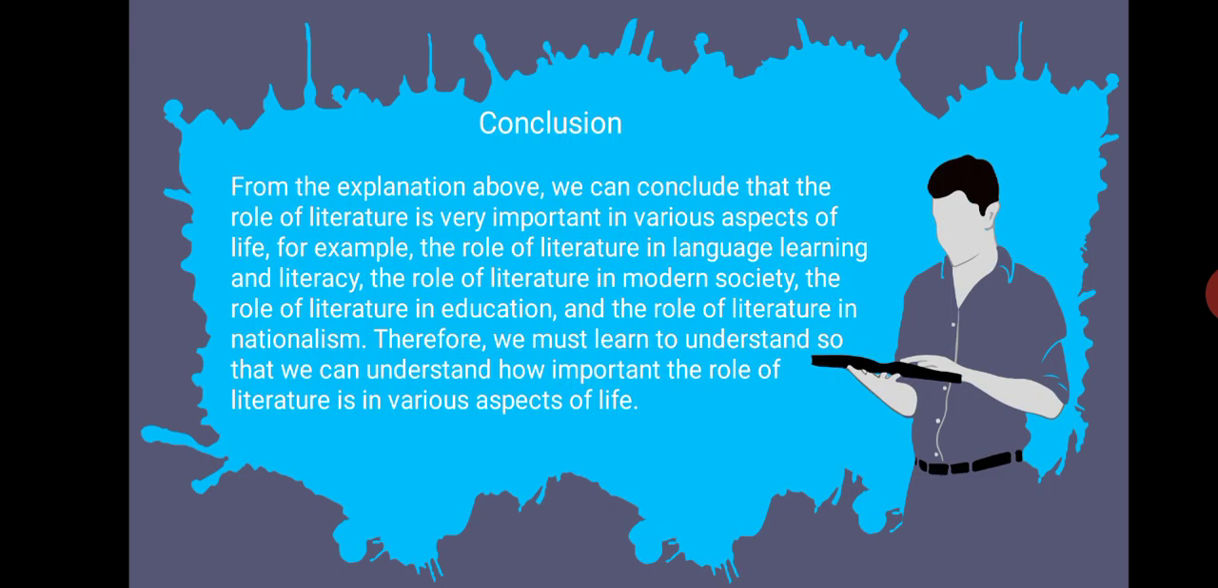Conclusion. From the explanation above, we can conclude that the role of literature is very important in various aspects of life. For example, the role of literature in language learning and literacy, the role of literature in modern society, the role of literature in education, and the role of literature in nationalism. Therefore, we must learn to understand how important the role of literature is in various aspects of life.